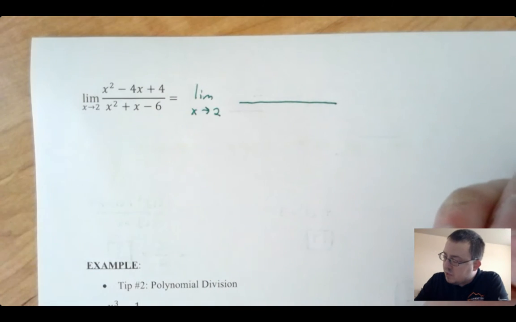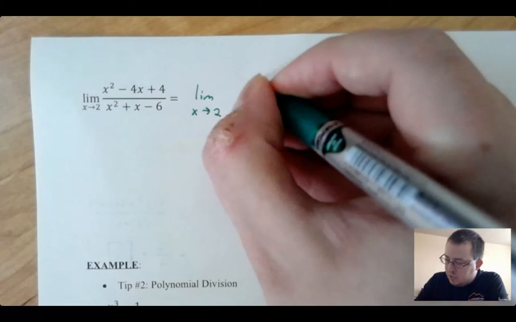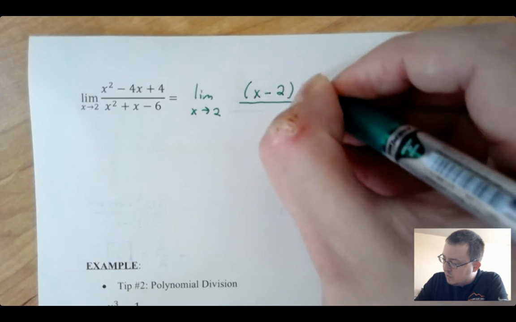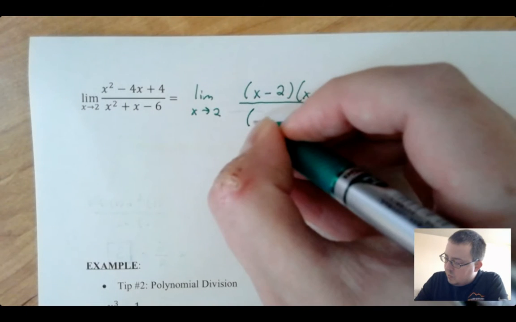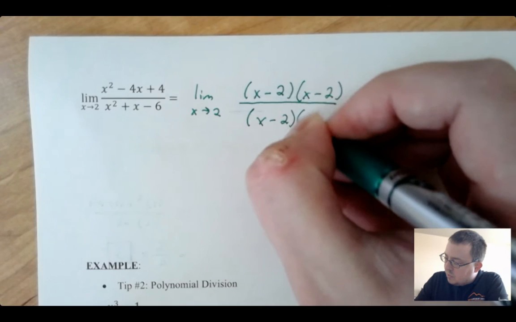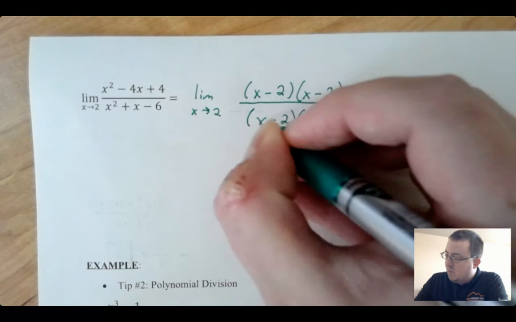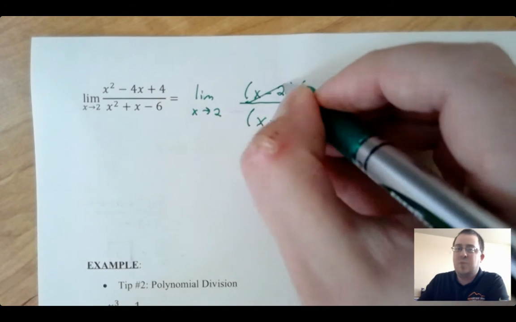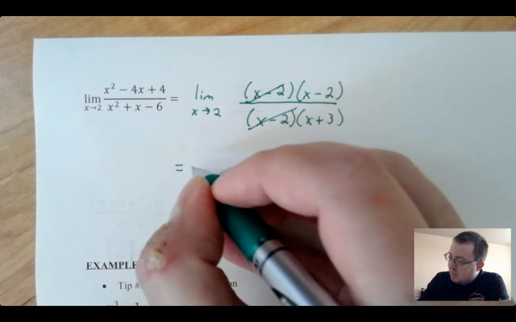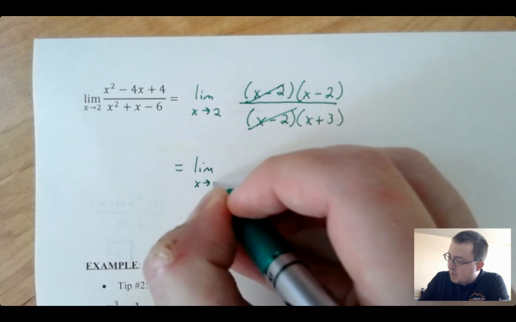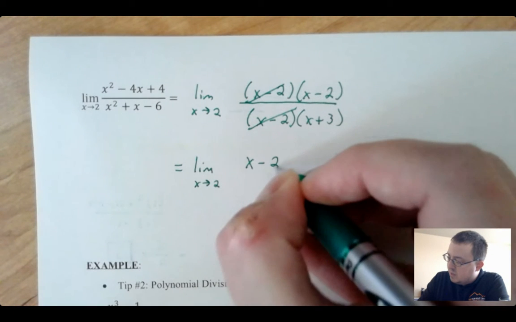So the top should factor to x minus 2 times x minus 2. The bottom should factor to x minus 2, x plus 3. One of the x minus 2's cancels out with this x minus 2 in the bottom. I can't cancel out both, so I just cancel out 1. This is the limit as x approaches 2 of x minus 2 over x plus 3.